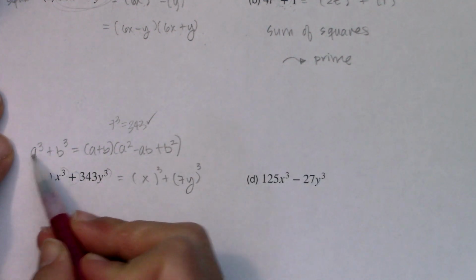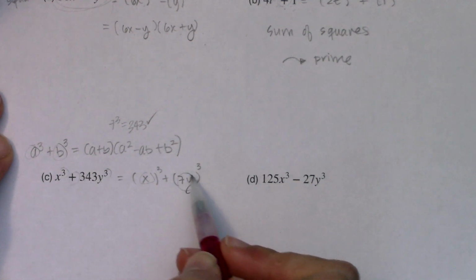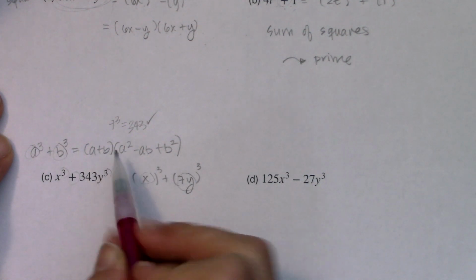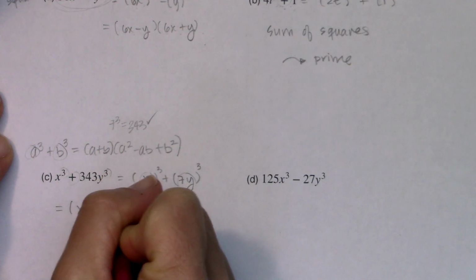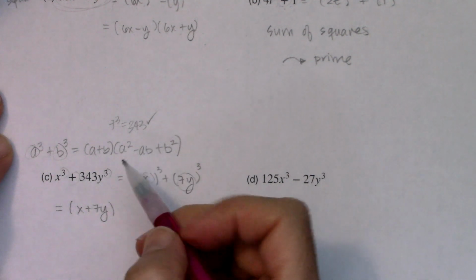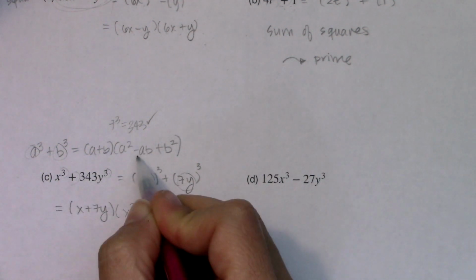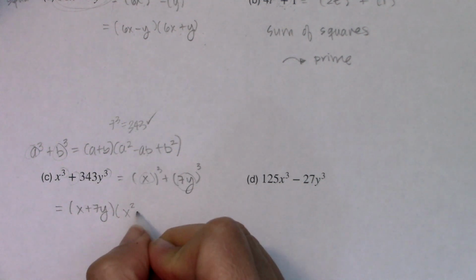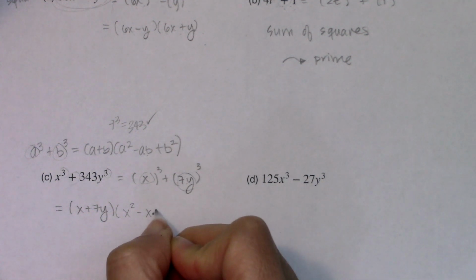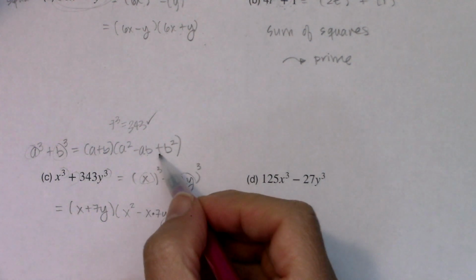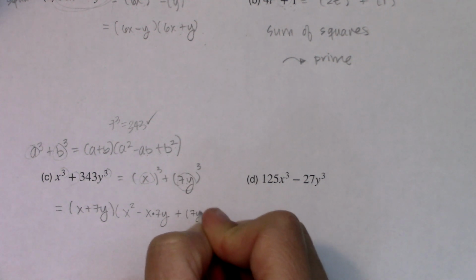So my a for this particular problem is x, and my b is 7y. I need to write my first factor. This is going to be a plus b, so here I'm going to do x plus 7y. Now the next thing says do a squared, so I'm going to do x squared minus ab. So I'm going to do minus, a was x, b was 7y, plus b squared.